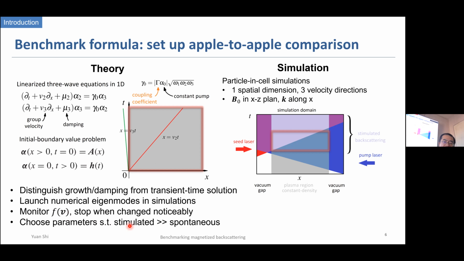And finally, we're using particle-in-cell simulations, which have a lot of numerical noise. The particle-in-cell code will spontaneously scatter even without a seed laser. You don't want to get into the regime where spontaneous scattering is so strong that it overwhelms your seed. That's a bad place to be, so we try to be careful. We choose parameters such that the stimulated scattering is always stronger than spontaneous, so then we just ignore the spontaneous.